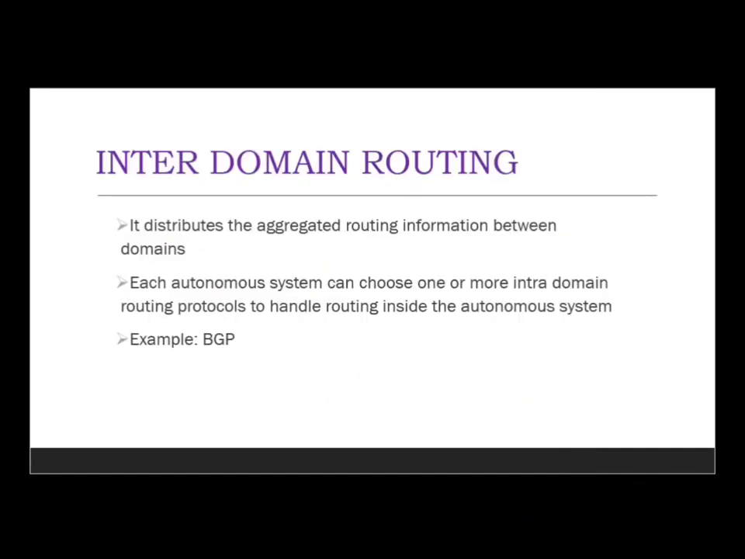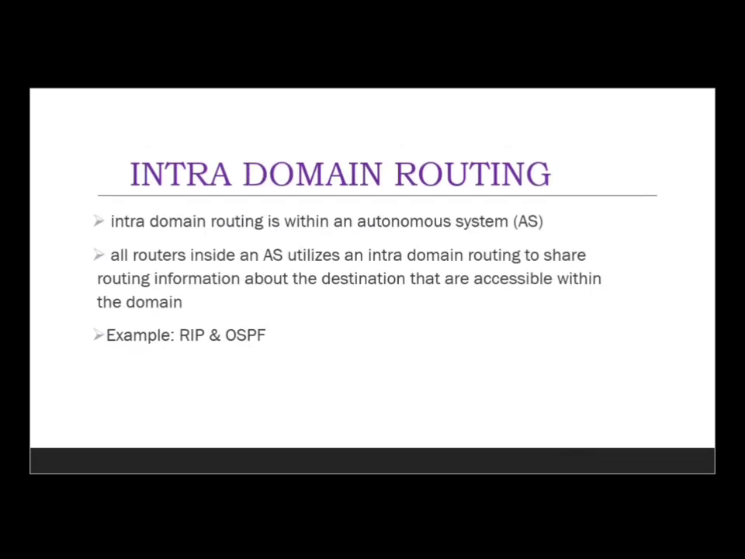Interdomain routing distributes routing information between domains, and each autonomous system can choose one or more intradomain routing protocols to handle routing inside the autonomous system. For example, BGP. Intradomain routing is the routing within an autonomous system. All routers inside an autonomous system utilize intradomain routing to share routing information about the destinations that are accessible within a domain. For example, RIP and OSPF.